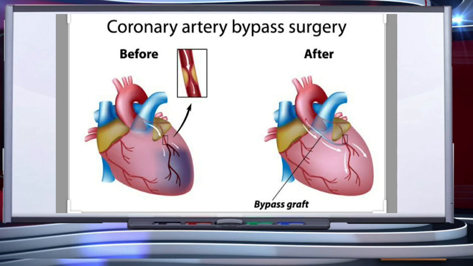The next disorder, coronary artery disease, affects the vessels that supply blood to the heart muscle. It is caused by deposits of calcium, fat, cholesterol, and fibrous tissues, which make the lumen of arteries narrower.